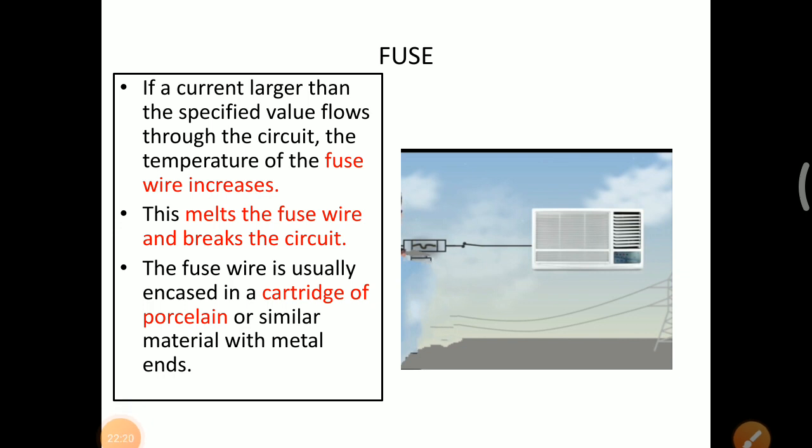If a current larger than the specified value flows through the circuit, the temperature of the fuse wire increases. This melts the fuse wire and breaks the circuit. The fuse wire is usually encased in a cartridge of porcelain or similar material with a metal end.